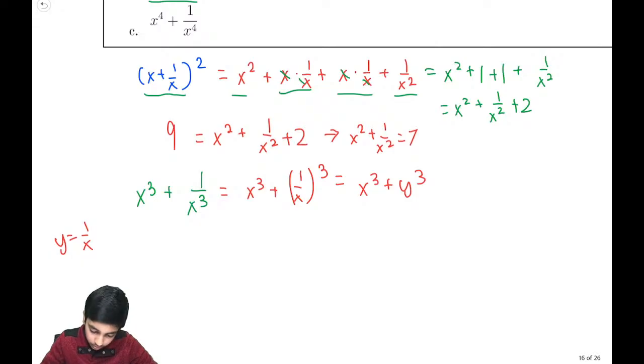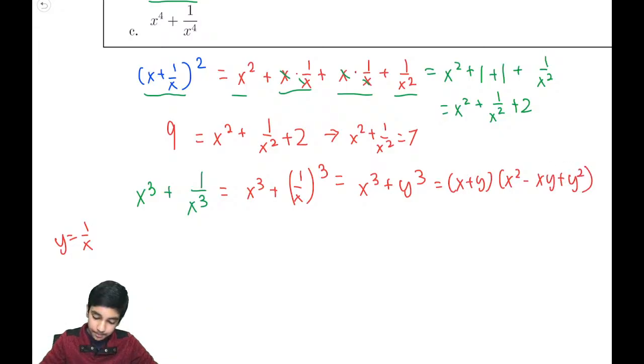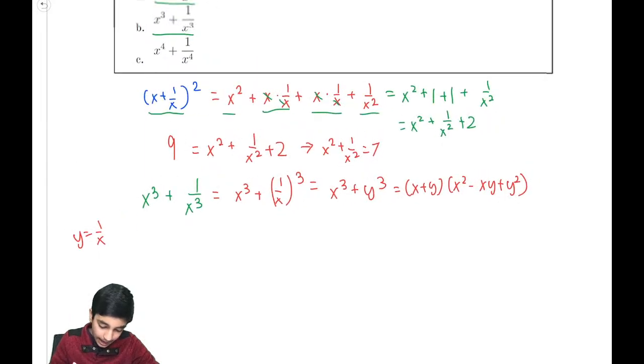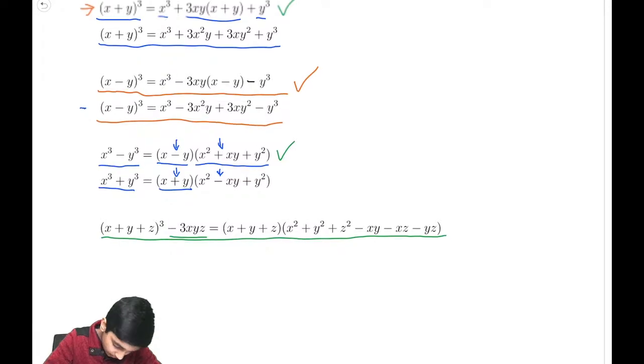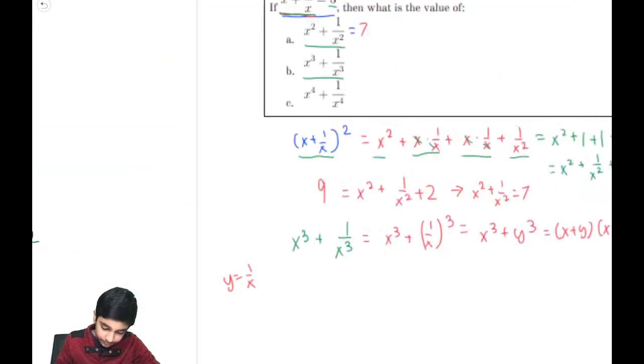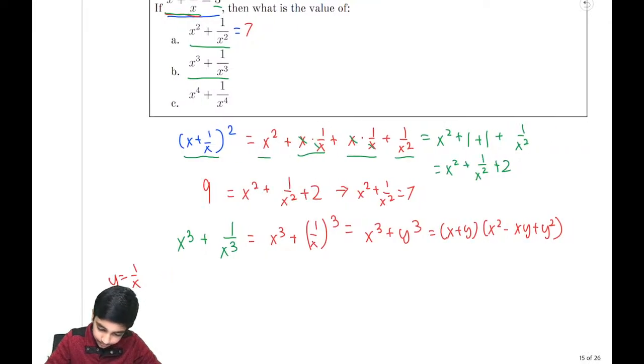And what do we know the value of this is? So this is equal to x plus y times x squared minus xy plus y squared by the sum of cubes formula. Remember we learned on the previous page that x cubed plus y cubed is equal to x plus y times x squared minus xy plus y squared. Okay, so as you can see here, now what do we do?